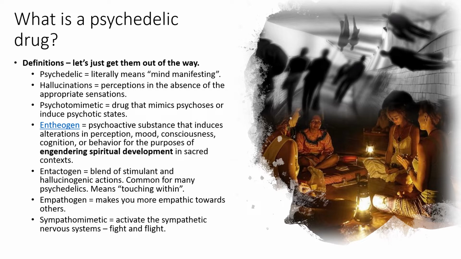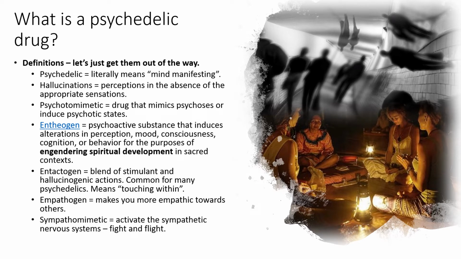Not to be confused with an empathogen is a sympathomimetic. In this case, sympatho does not come from sympathy. It comes from sympathetic nervous system. That means it's a drug that activates your sympathetic nervous system, your fight or flight response. Your pupils dilate, you start sweating, your heart's racing. So this is a drug that induces that.